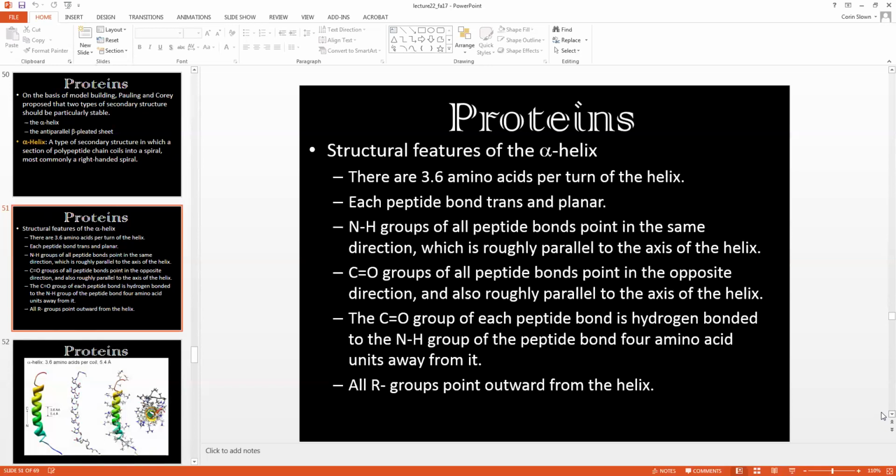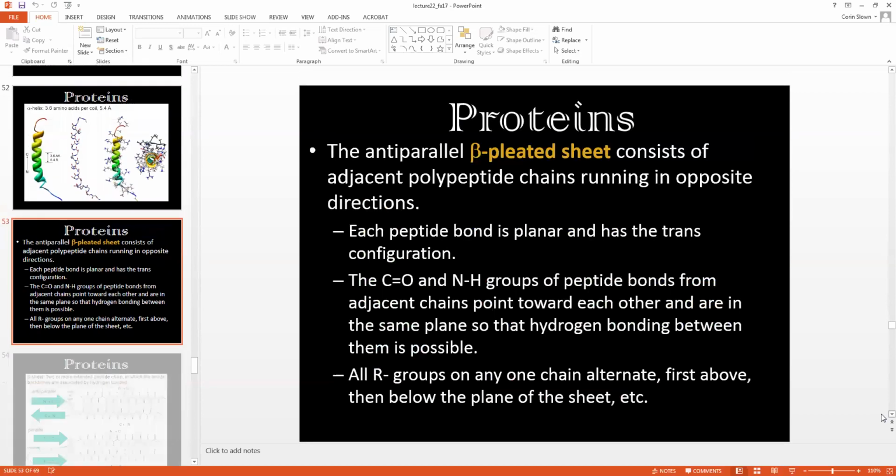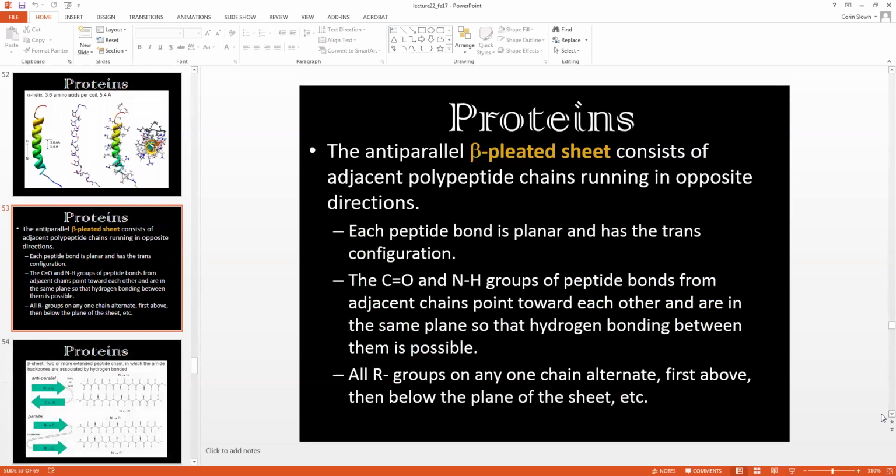to the axis of the helix, and then the carbonyl group of each peptide bond has a hydrogen bond to the NH group of the peptide bond 4 amino acid units away from it. All R groups then point outward from the helix. So if we look at this representation of an alpha helix, we can see some of those structural features come into play. The anti-parallel beta sheet, or beta pleated sheet, consists of adjacent polypeptide chains running in opposite directions.